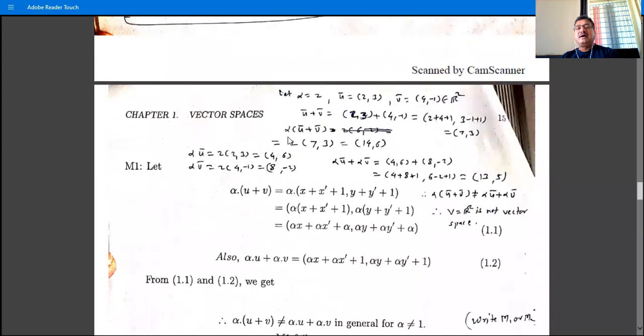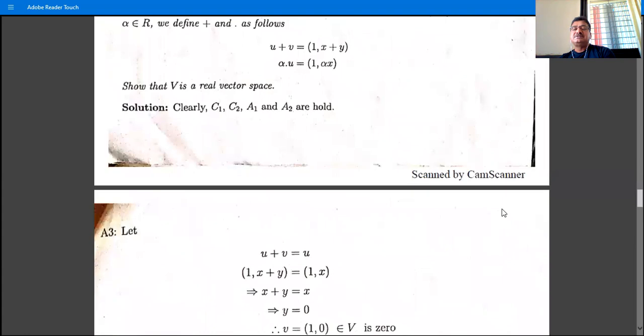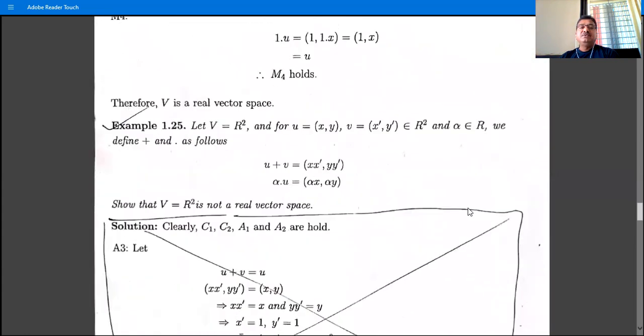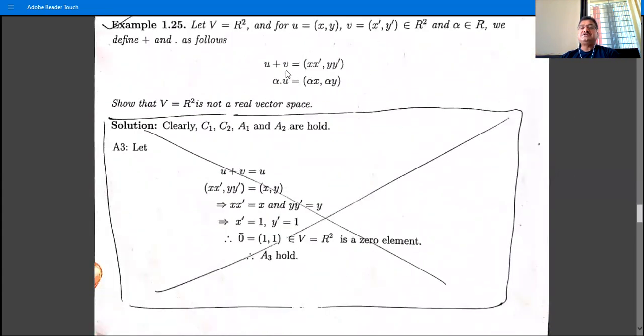That is, take alpha as 2, U bar as (2, 3), V bar as (4, -1), and then find the LHS and RHS separately. Find the value of alpha (U bar plus V bar) and alpha U bar plus alpha V bar separately. And while taking the addition, use this definition.